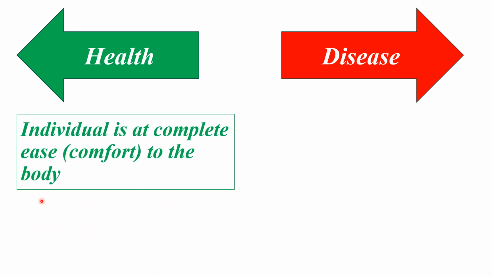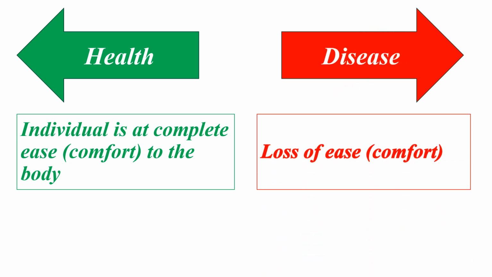Health: you call a person healthy when he is at complete ease or comfort in the body. That is, he is in a state of being well or free from any illnesses. Whereas disease is exactly the opposite of health. If you divide this term, it is made up of two words, dis and ease. So it is the opposite of ease. You call an individual as having a disease when there is loss of ease or loss of comfort.